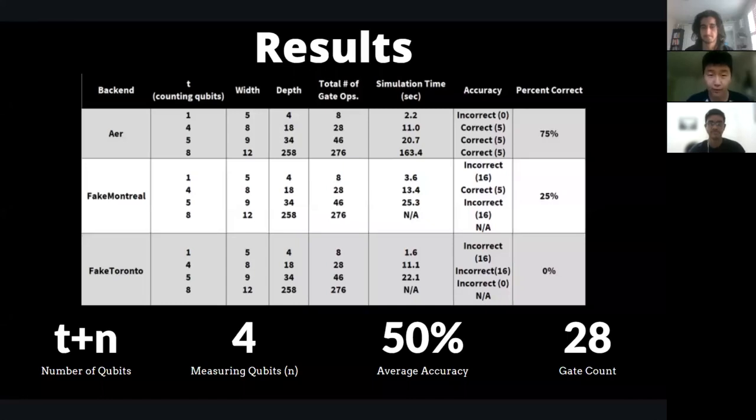Here are the results of our resource estimation and practicality assessment. In general, the number of required qubits is the total number of counting qubits plus the total number of measuring qubits. The oracle that we tested on had a total of 5 solutions. In general, the more counting qubits seen, the more accurate our estimation will be. This is reflected in the errorless AER backend, where with 1 counting qubit, it produced the wrong solution, but the accuracy increased with more counting qubits.